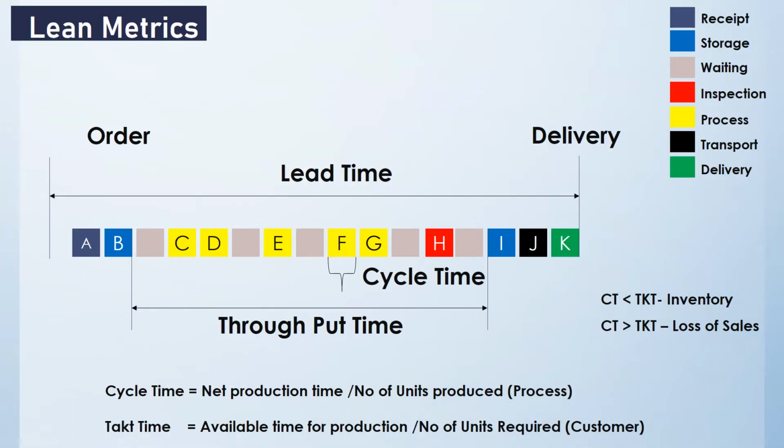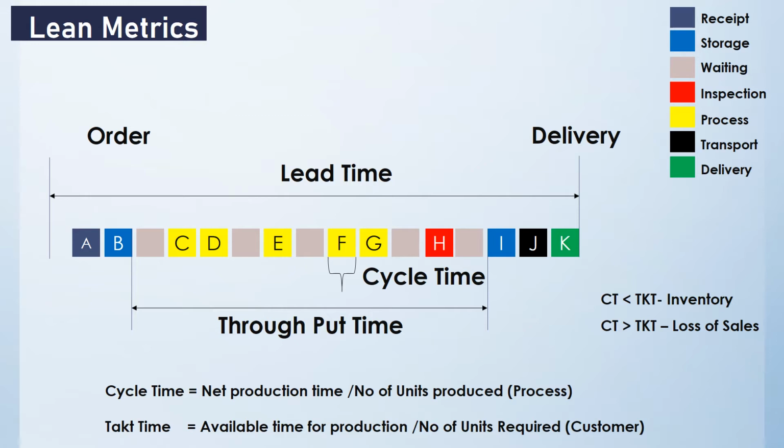Now let's learn about some metrics of lean manufacturing. People always get confused with four different timings: cycle time, throughput time, lead time, and takt time. So let us understand the basics of these four terminologies. We'll start from cycle time. Cycle time is the single piece production time. Mathematically, net production time divided by number of units produced. This is purely process. One unit processing time is called cycle time.